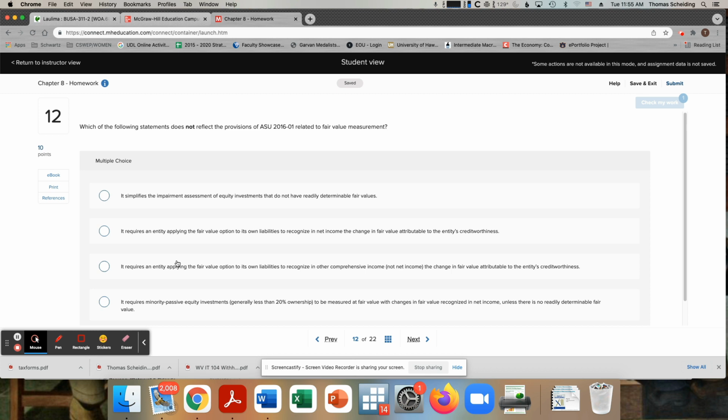true. Requires an entity applying the fair value option to its own liabilities to recognize other comprehensive income, not net income, for the change in fair value. That's also true. Requires an entity applying the fair value option to its own liability to recognize net income. Ah, there we go. Okay.